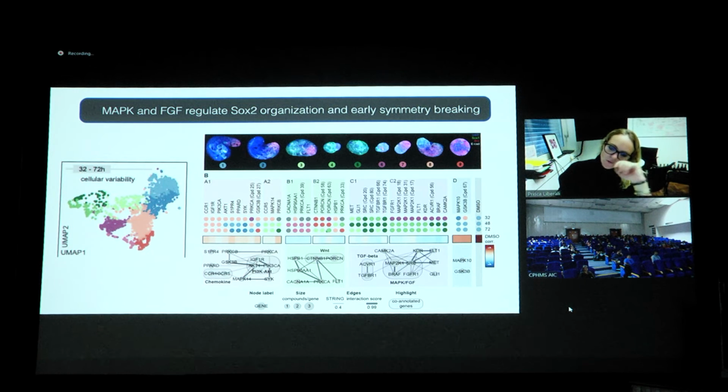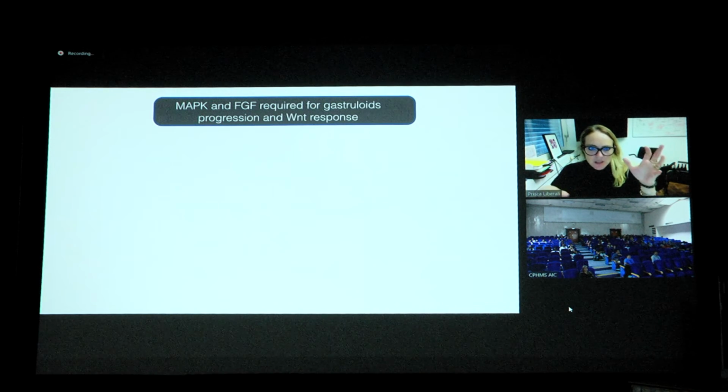The other part that was very interesting is these Wnt phenotype that at later time point give a quite strong SOX1 phenotype, but very different before. So then we went a bit deeper and tried to validate some of these results. Initially we looked at this MAP kinase and FGF requirement for gastroloid progression.